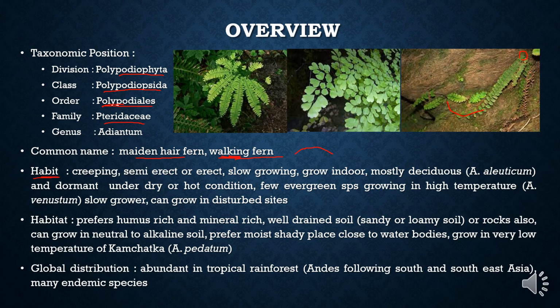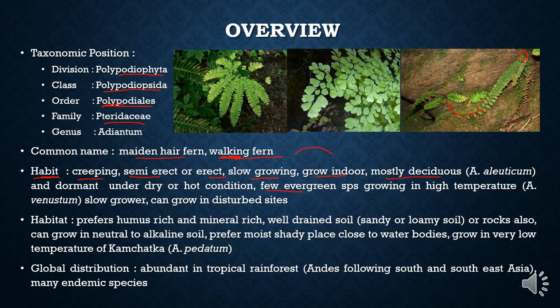The habit of Adiantum. Now, Adiantum, apart from a creeping habit, also has a semi-erect or erect habit, but it is a very slow grower and it prefers indoor conditions, which means low sunlight and high humidity. Under these conditions, that is high humidity and low sunlight, it is evergreen. But in other conditions, that is high sunlight and low humidity, which are mostly prevalent, it is deciduous.